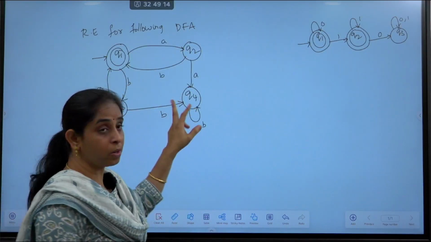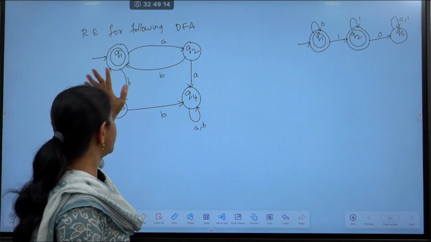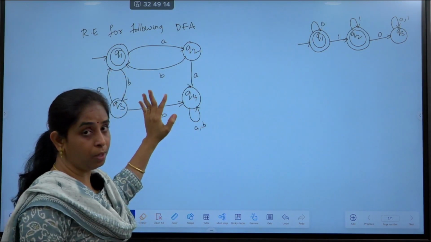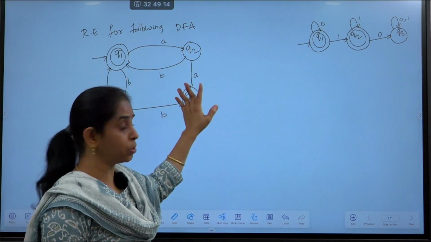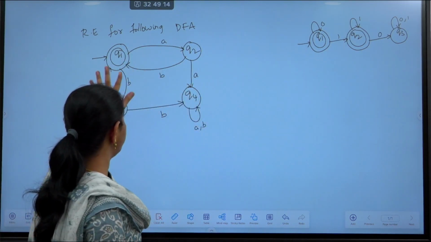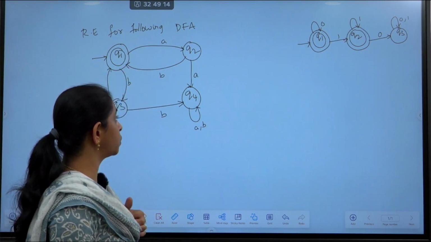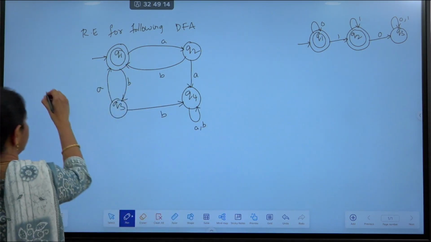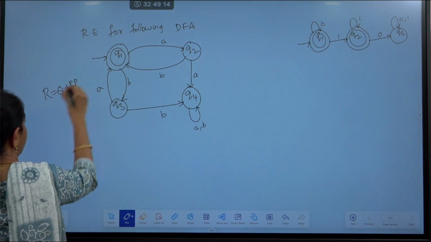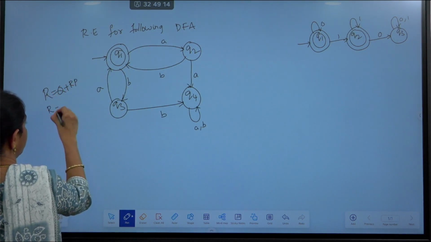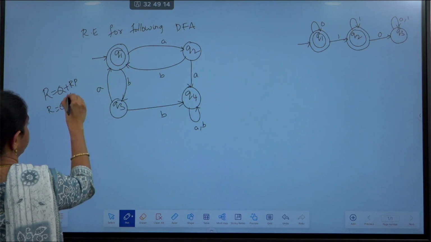In the previous session we discussed regular expressions for the following NFA. Here, whenever we have a DFA, we have to convert it to a regular expression. So this is the given DFA. We know that we have Arden's theorem, R equals Q plus RP, which means we have to convert the equation to QP star.